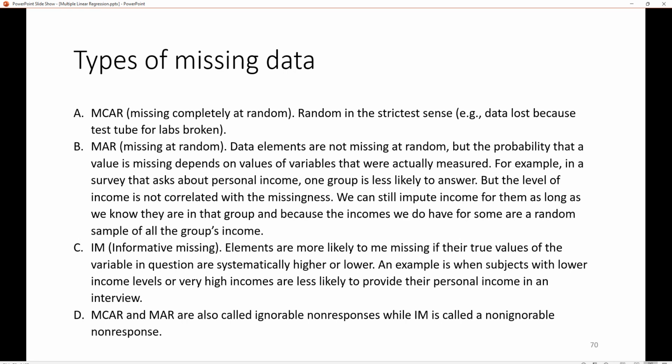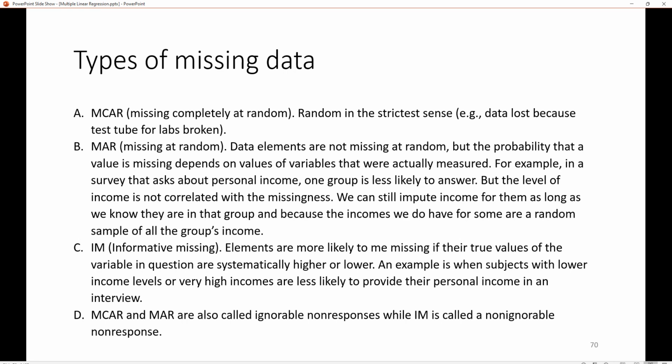We have something which sounds similar, called missing at random. Data elements are not missing at random, but the probability that a value is missing depends on values of variables that were actually measured. For example, in a survey that asks about personal income, one group is less likely to answer, but the level of income is not correlated with the missingness. We can still impute income for them as long as we know they're in the group, because the incomes we do have for some are a random sample of the group's income.